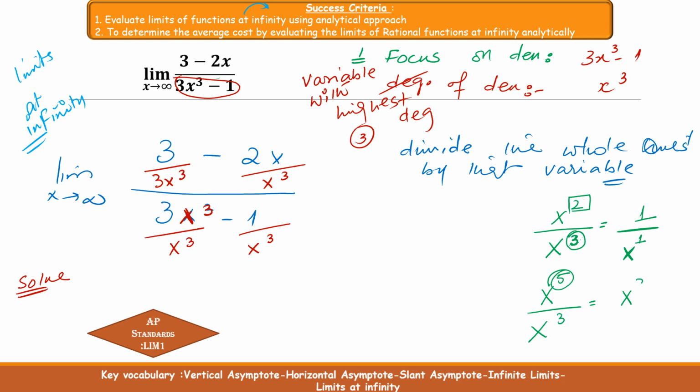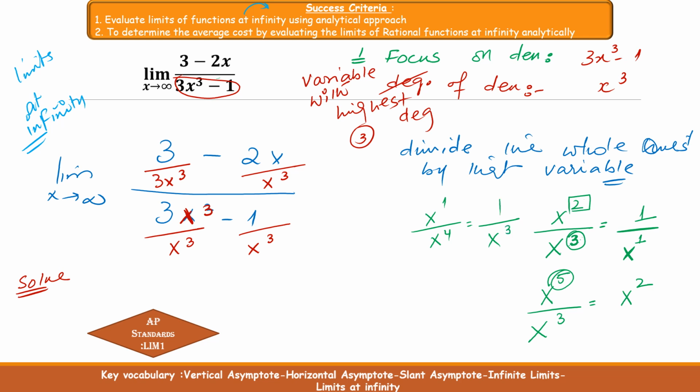5 minus 3 will be 2. Okay, let's suppose x up and x power 4 down. How can you solve? Here power 1 and here down power 4. It means you have to minus 4 minus 1. That would be 3. So your highest degree will be down. So you will write x power 3.